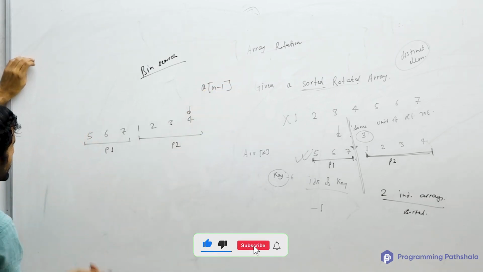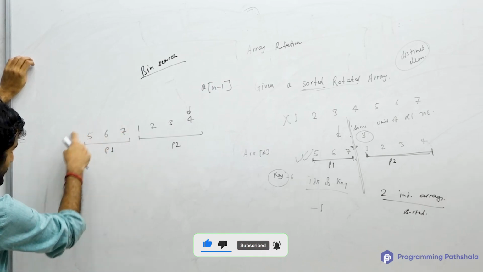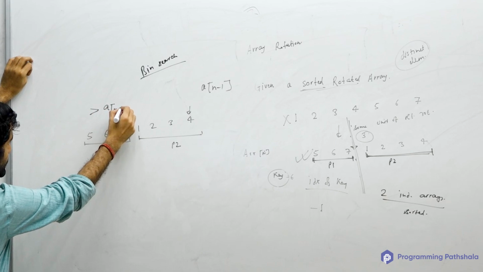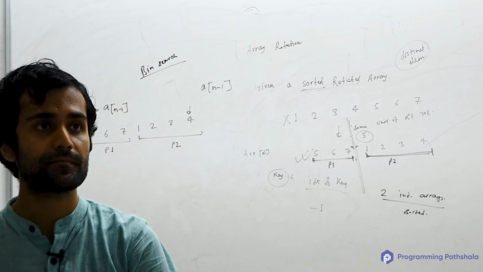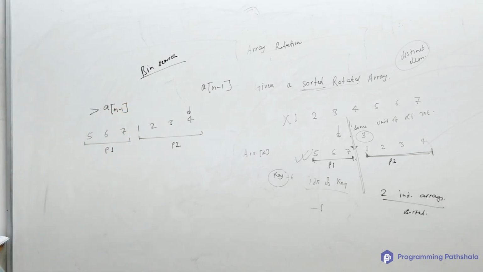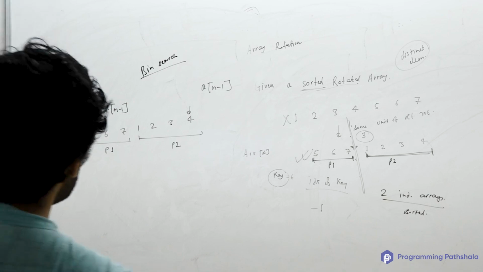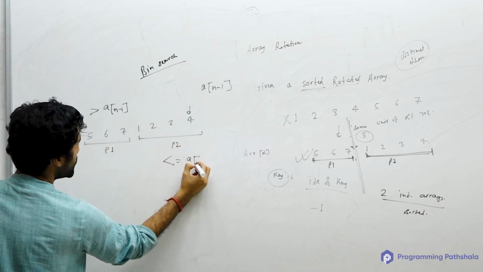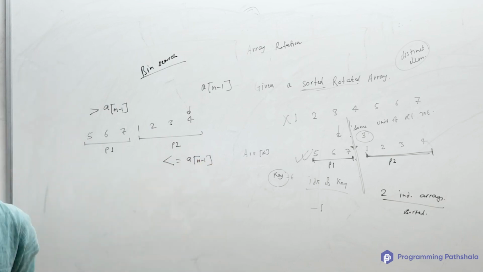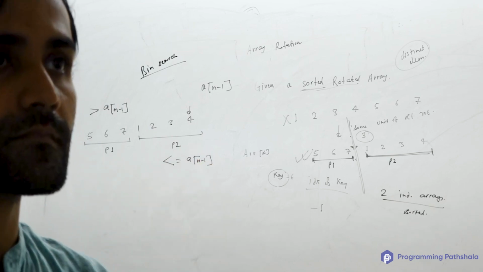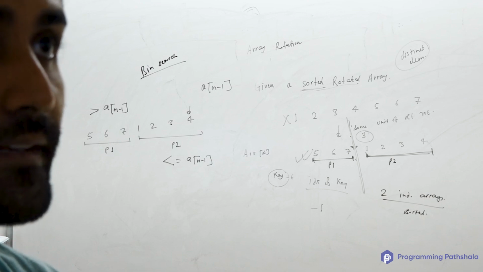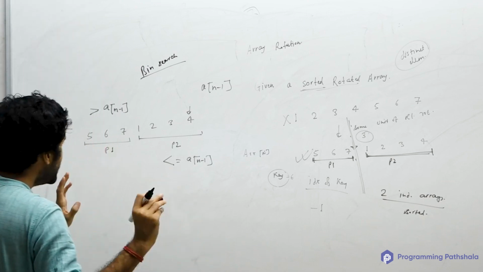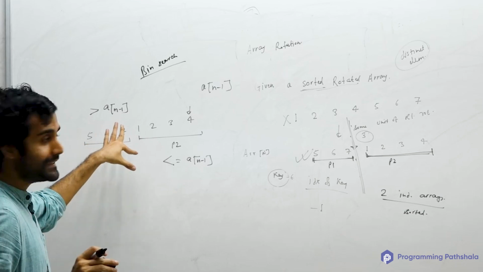Tell me one thing. Can I say that every element in the first part will be strictly greater than A[n-1]? Can I say it? Yes, no, right? And can I say that every element in the second part will be smaller than or equal to A[n-1]? Can I say it? Yes, no? Clear?